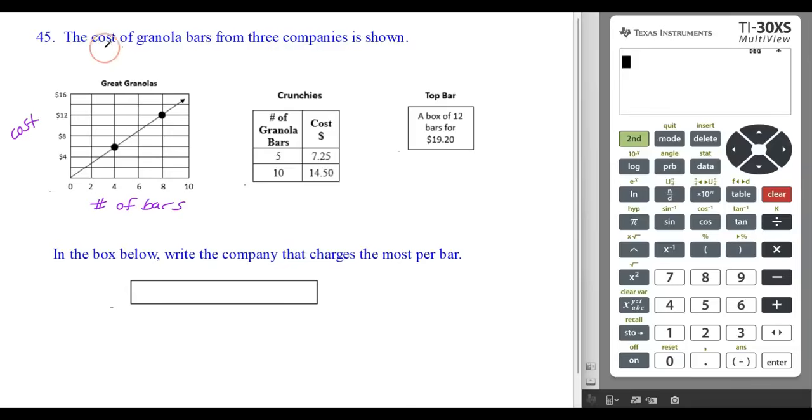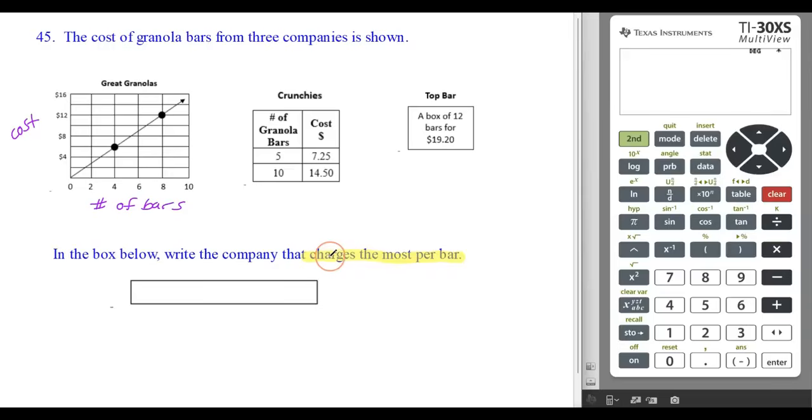Question 45. The cost of granola bars from 3 companies is shown below. In the box below, write the company that charges the most per bar. And by the way, I don't know if this was on your practice test, but these would be labeled. It should say number of bars on this axis here and the cost in dollars over here. I don't think number of bars and cost were included. You could write those in. Those would be included on the test.